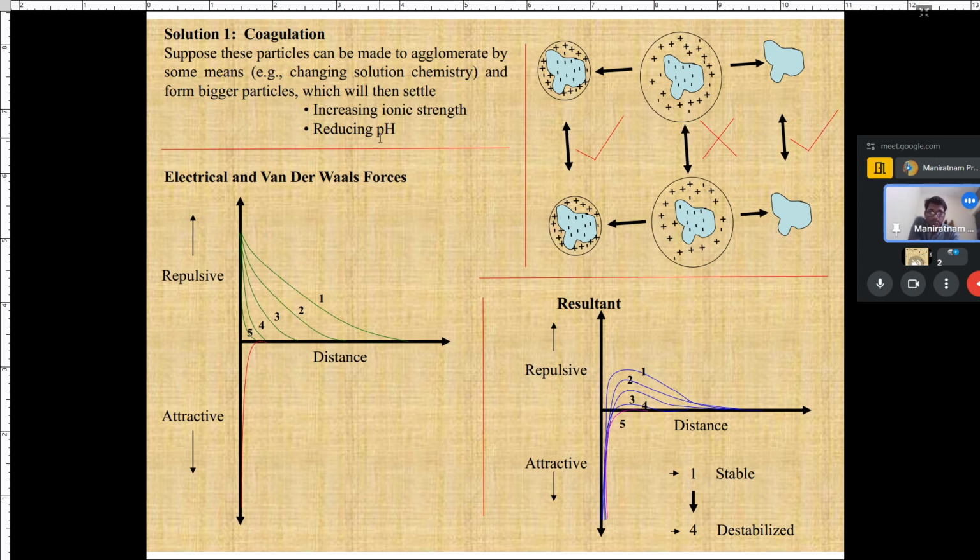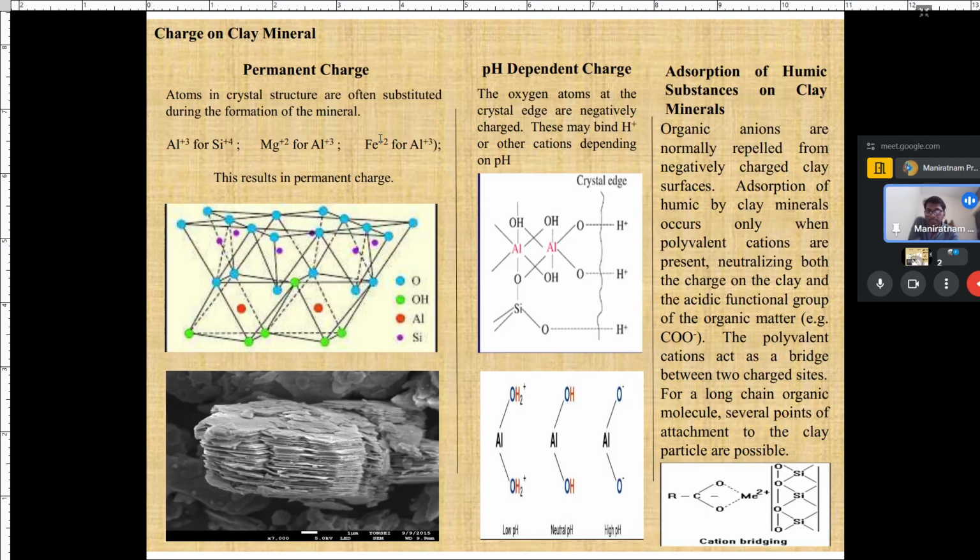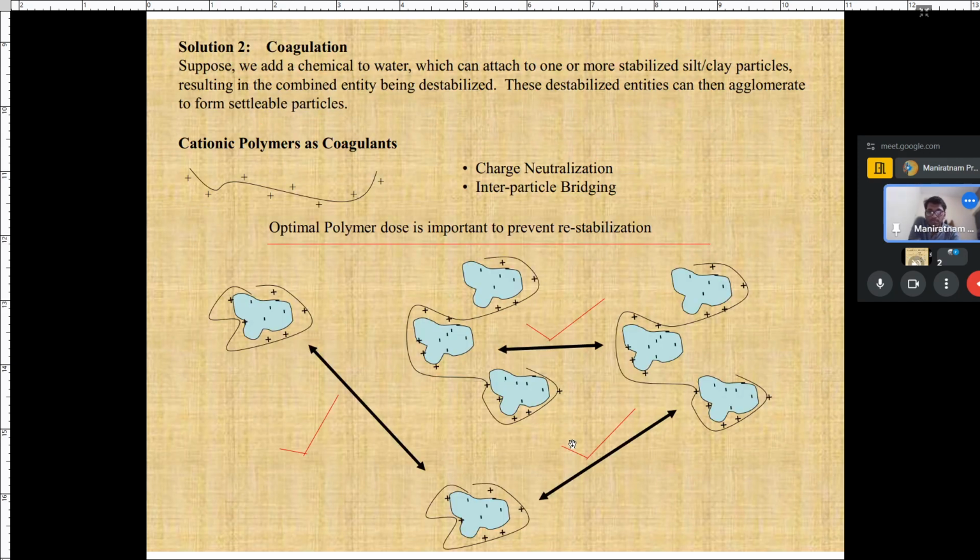If I actually start discussing this, first you should know how the pH system works. Okay, but I am not going into that discussion. Sometimes, instead of using chemicals, people also use some kind of polymers. When we add polymers, the colloidal particles all get combined, form a single bulk, and settle down.